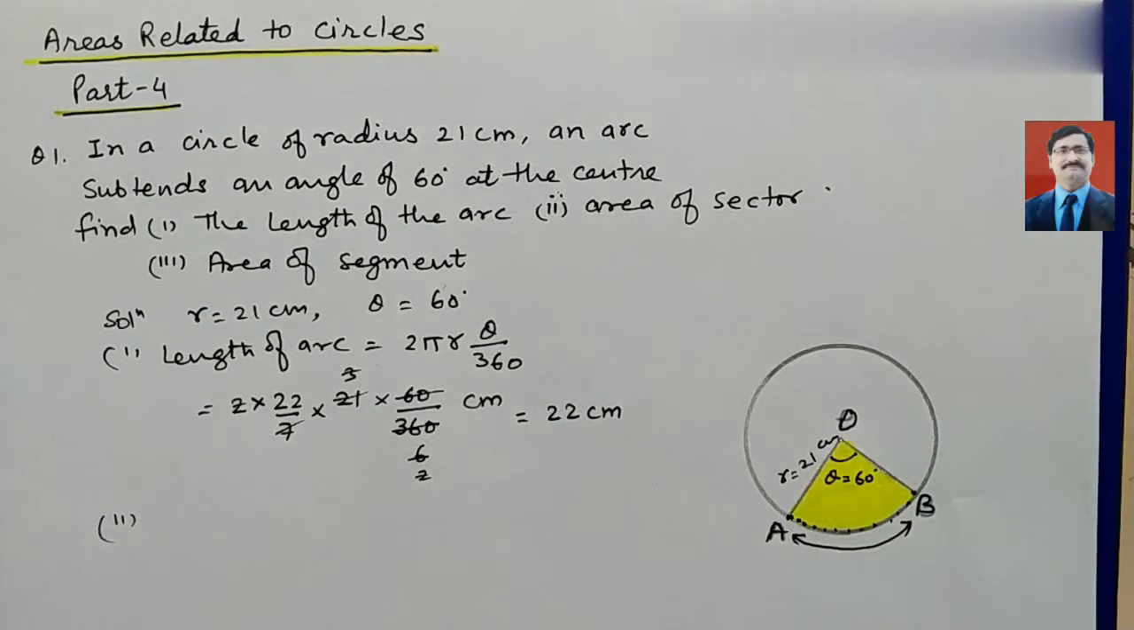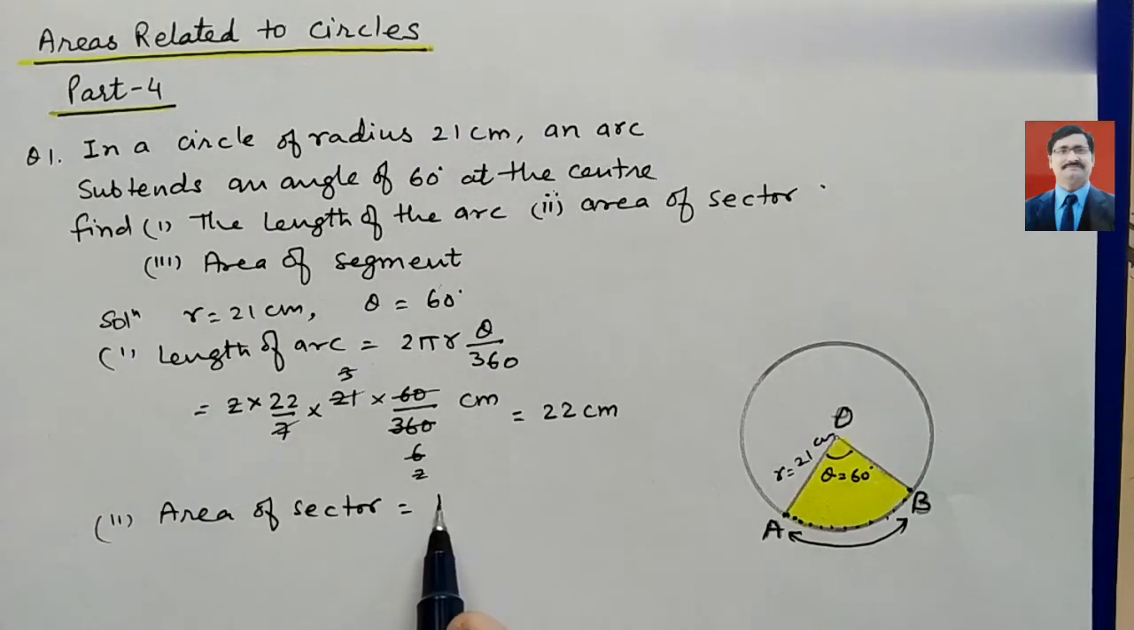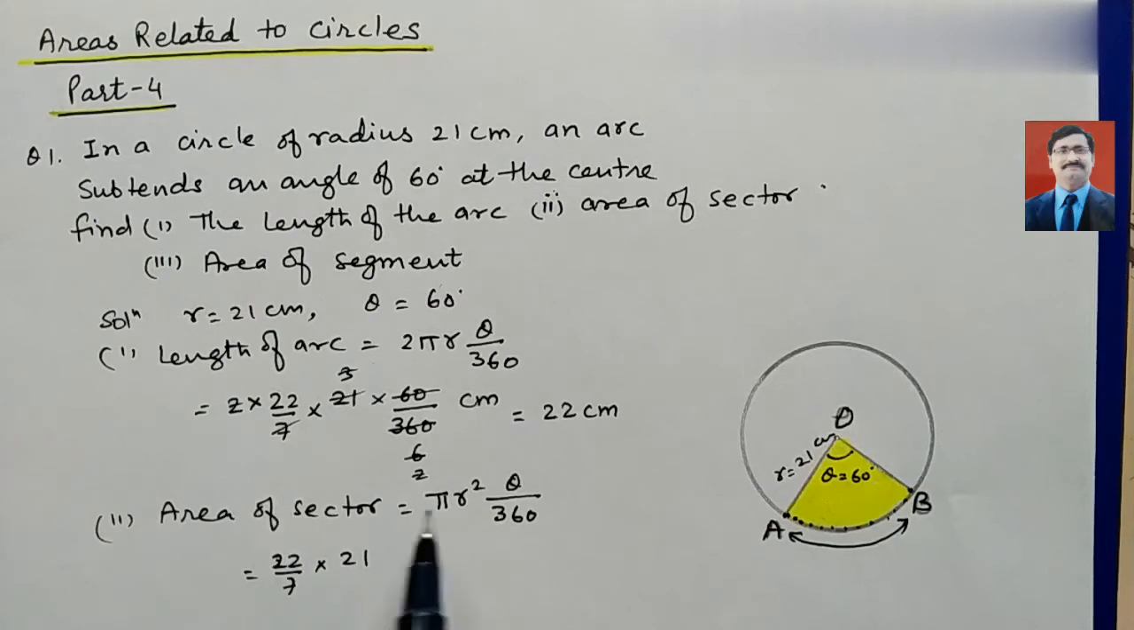Now second we have to find area of sector. So we can write area of sector. You know the formula for area of sector? Yes, pi r square theta upon 360. Now here also in place of pi we will put 22 by 7 and in place of r we will put 21, r square, so we write 21 into 21, and centimeter we can write in last. And theta is 60 degree upon 360.